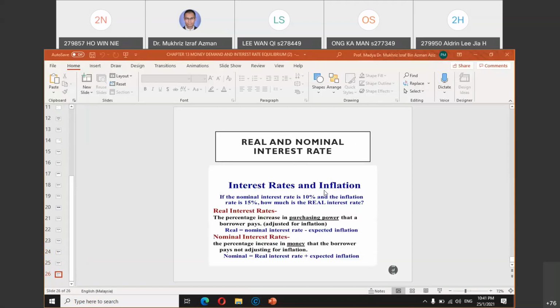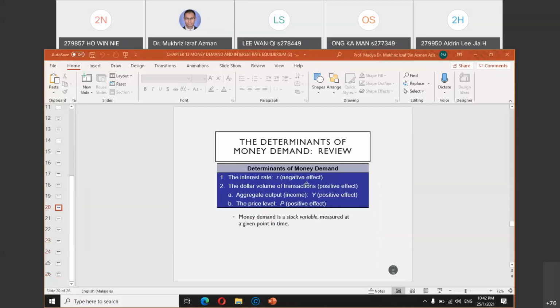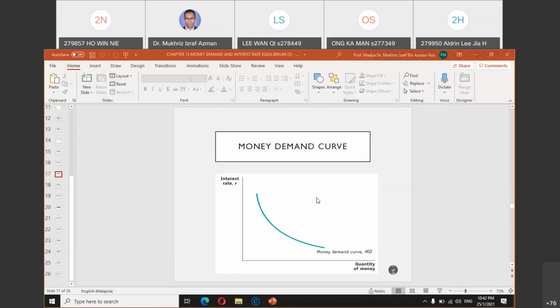You also have the simple calculation on real interest rate, which is nominal minus inflation. I think you have one question on this in your quiz as well. I think you will have one or two questions on this concept. Also, the money demand here is not for an individual. This is for the whole country.